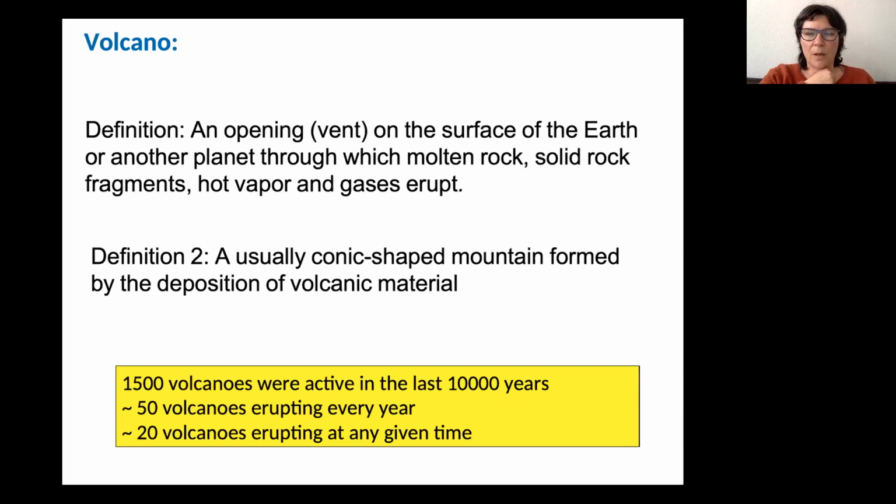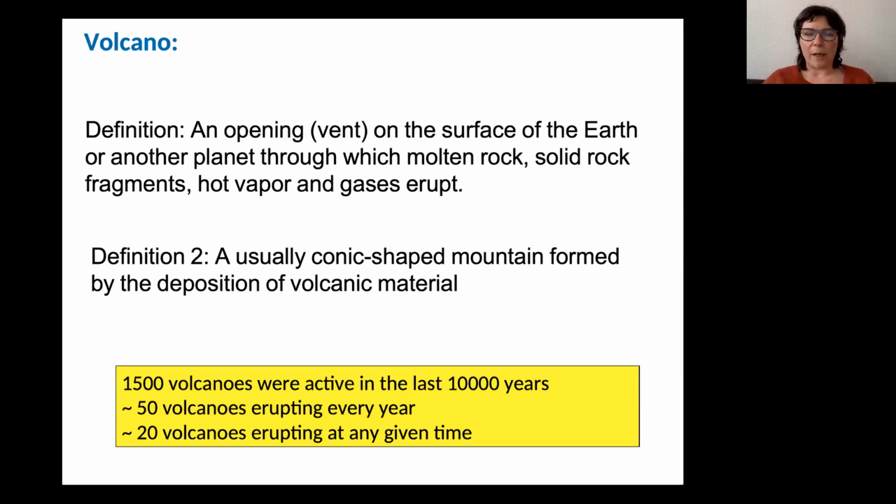So a volcano can just be a crack in the ground, according to this definition. Or it can also be a volcanic field where we have many of these vents. Definition number two is more for the general population. It's usually a conic shaped mountain formed by the deposition of volcanic materials. However, this definition could be confusing because some volcanoes are not conic shaped mountains. We will see that there are types of volcanoes that don't look like that at all.